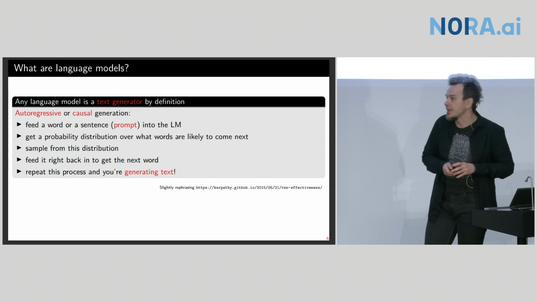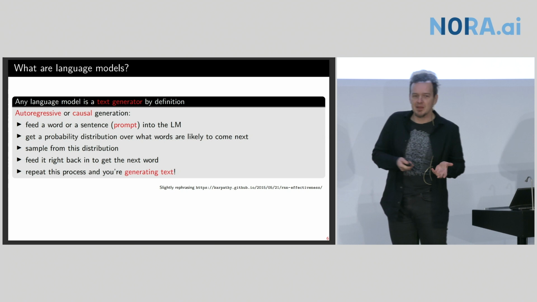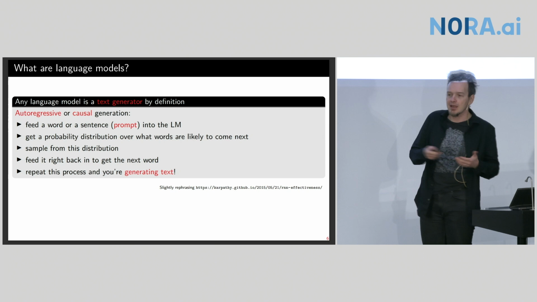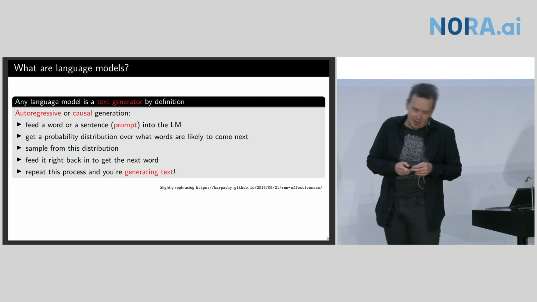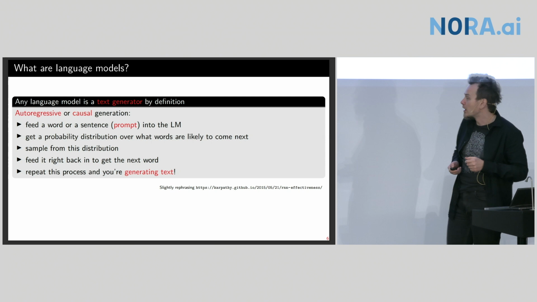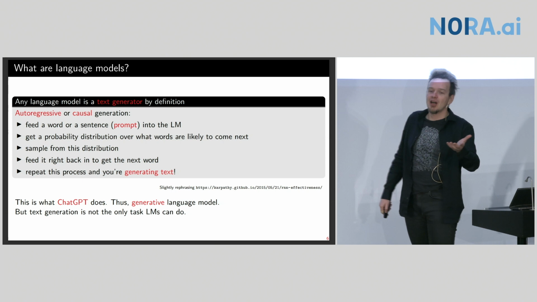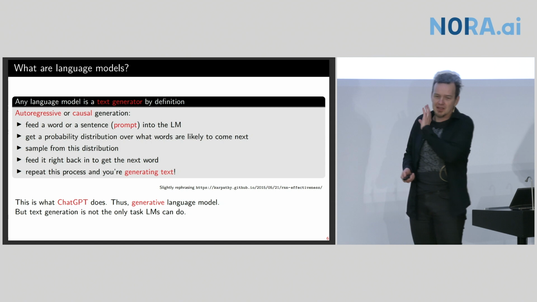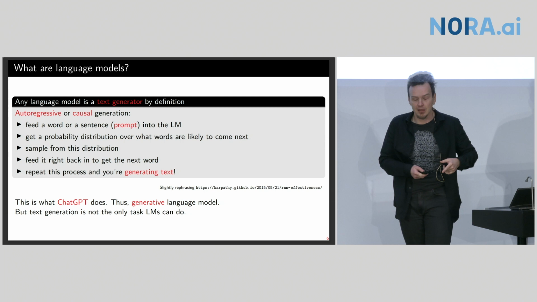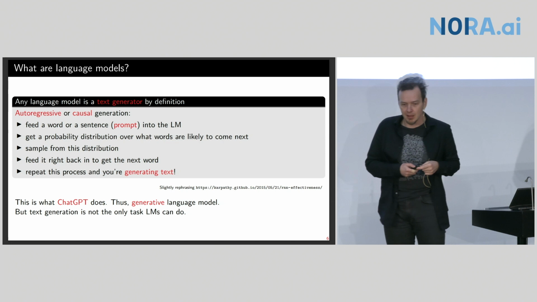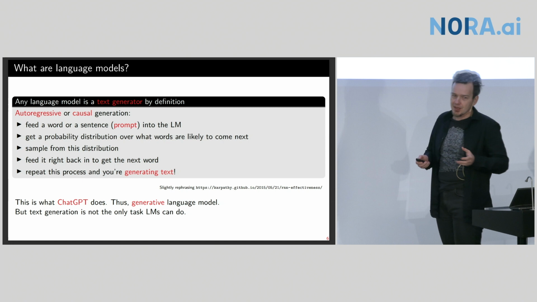So you don't even need to do anything specific to a language model to generate texts. It does this by design, right? Any language model can be used as a text generator with some small fixes. And this is what ChatGPT actually does. This is why sometimes they call this type of language models generative language models, because this was basically the main training objective of ChatGPT and other models of this type, which I will cover a bit later: to generate text. But text generation is by far not the only task that language models can do.